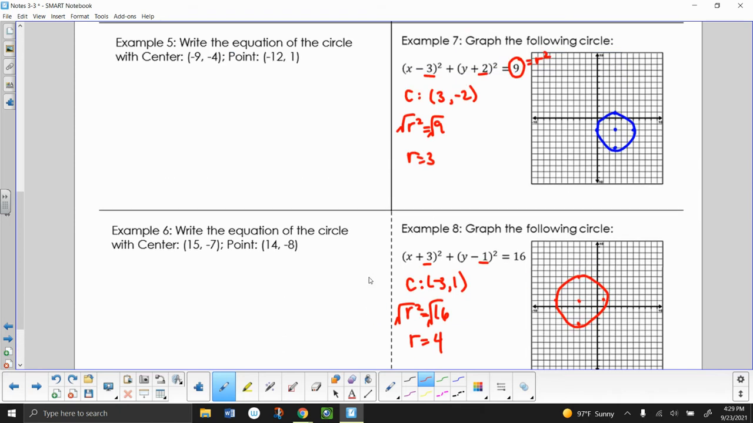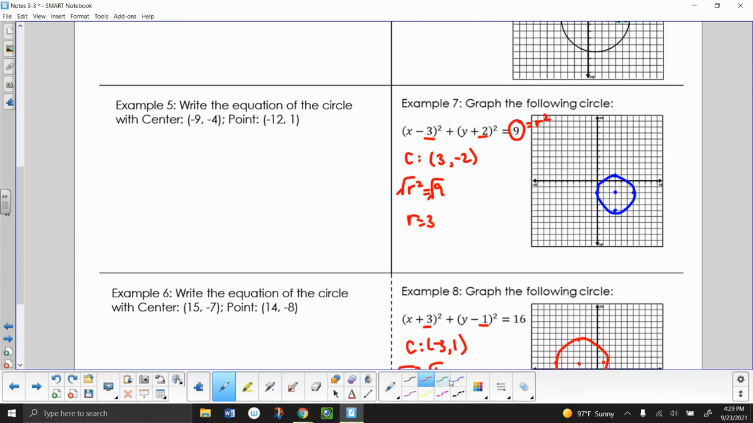Close enough. All right, so now let's look at number 5. So number 5, we're writing the equation of a circle, but we're given a center and a point. So here's what I know my equation is going to look like. Using the center, I know it's going to be x plus 9 squared, y plus 4 squared is equal to r squared. So we don't have the radius here.